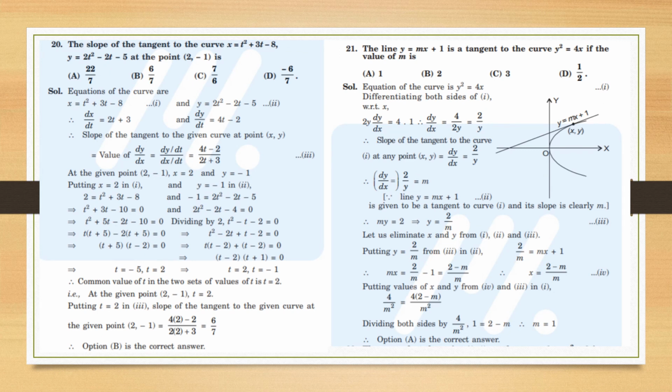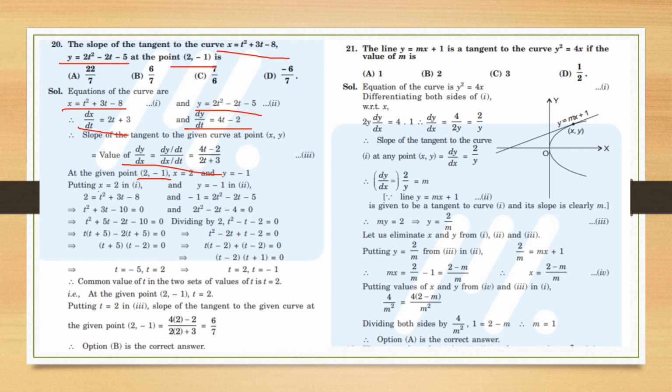Next, the slope of the tangent to the curve, x is this, y is this. Definitely it is a parametric form at the point 2, minus 1. To get dy by dx, I need dx by dt and dy by dt, and we can obtain dy by dx by dividing dy by dt by dx by dt. At the point 2, minus 1, I have to check the slope of the tangent to the curve.